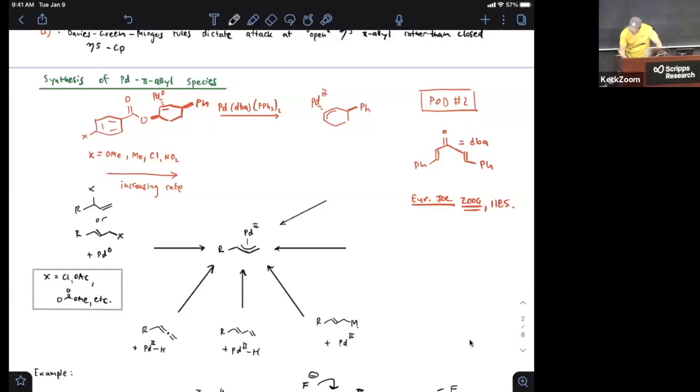C–H activation. Aha, I like it. What mechanism do you have in mind for that? It's CMD. Okay, so you said CMD, so let's draw that.